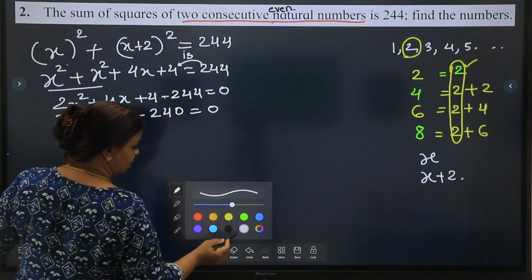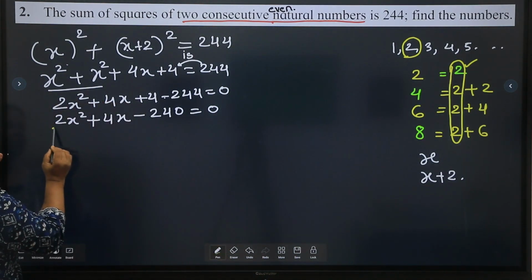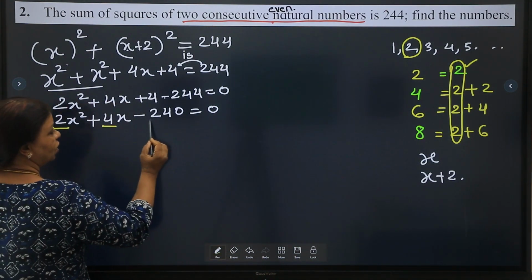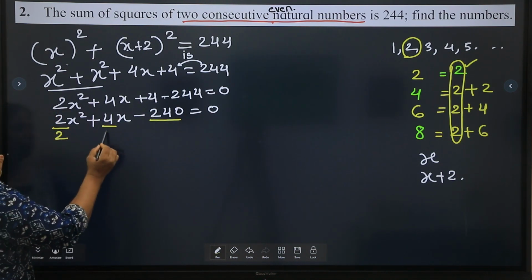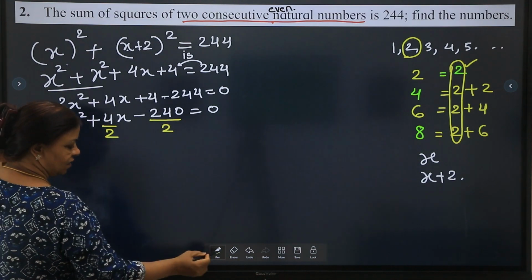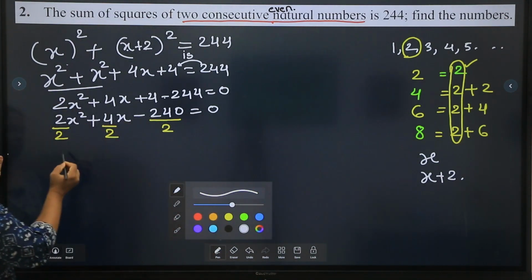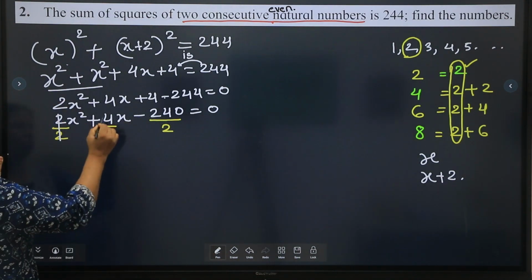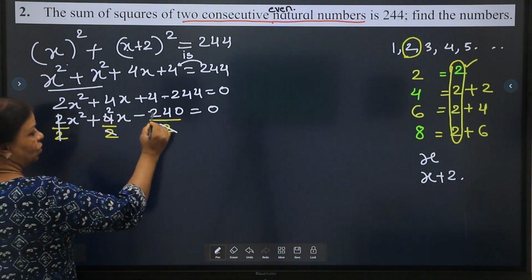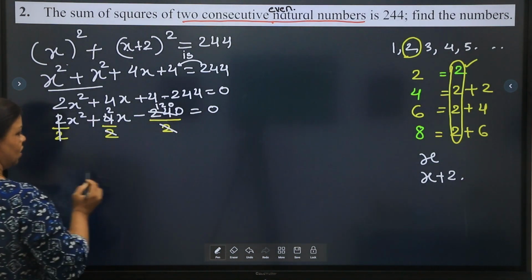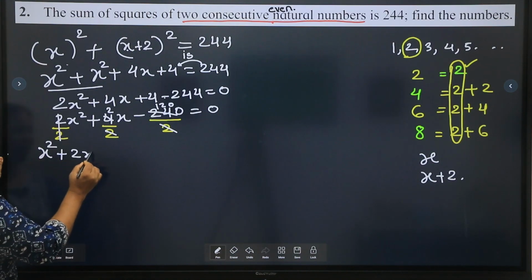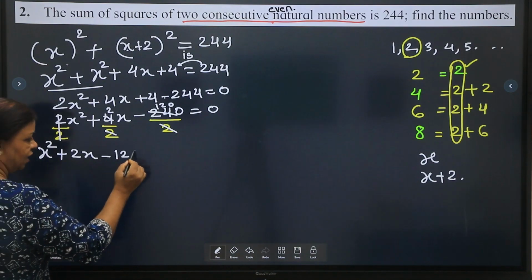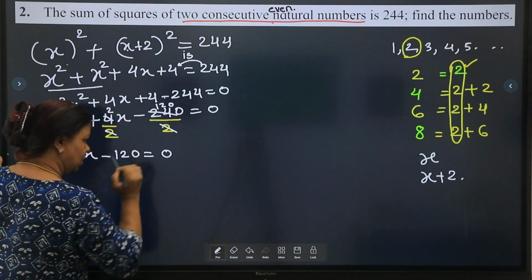Now if you look at the entire equation, 2, 4, 240, it can be easily divided by 2. If I divide it by 2, it becomes easy for me to solve the equation. 2 and 2 get cancelled, and 240 divided by 2 is 120. So what is my equation? x square plus 2x minus 120 is equal to 0.